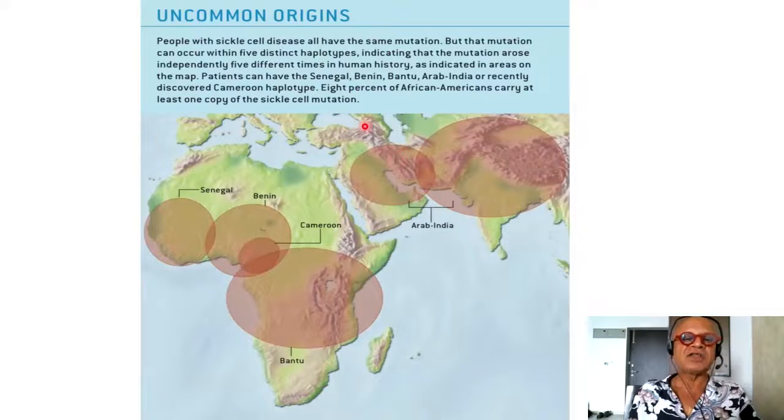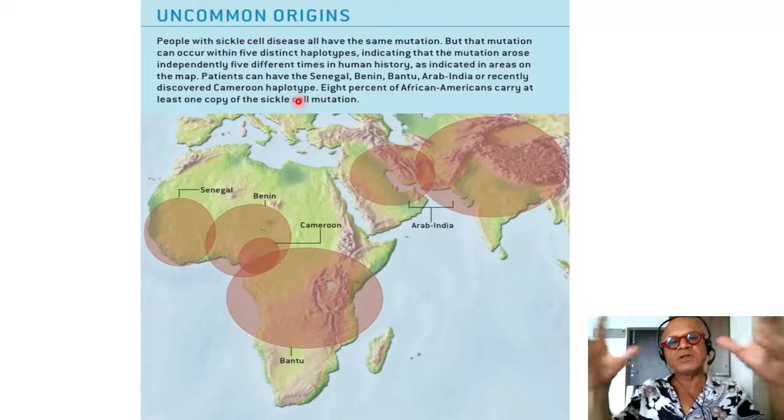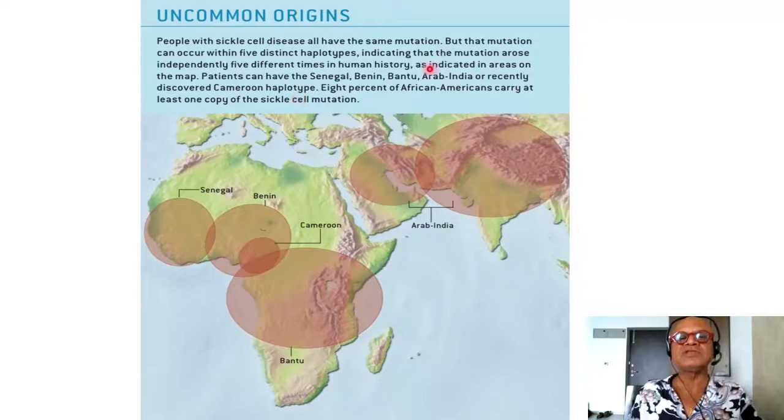So in terms of uncommon origins of sickle cell disease, people have the same mutation from very different regions, but that mutation can occur within 5 distinct haplotypes, groups of genes from the chromosome that get inherited and create groups of haplotypes of populations, indicating that the mutation arose independently 5 different times in human history, as indicated in areas on the map. Patients can have the Senegal, Benin, Bantu, Arab India, or recently discovered Cameroon haplotype.